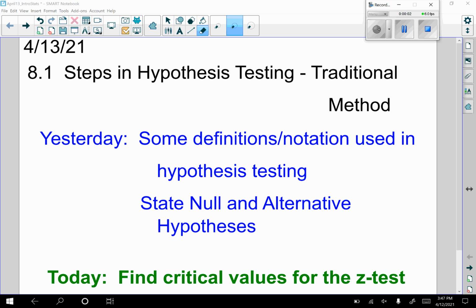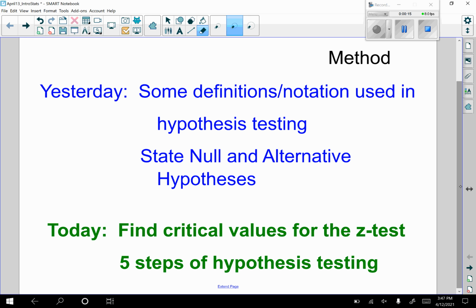We continue with section 8.1 today. Yesterday we looked at definitions and notation used for hypothesis testing. We focused on looking at examples and practicing how to write out a null and alternative hypothesis. So today our focus is going to be on knowing the 5 steps of hypothesis testing and then looking at some examples of how to find the critical values for the z-test.